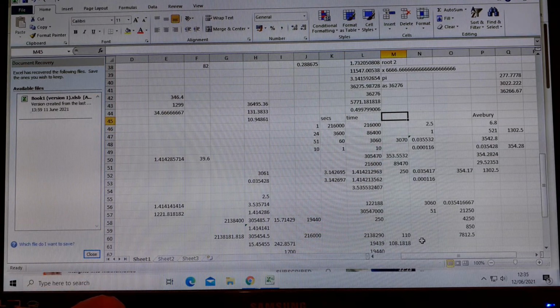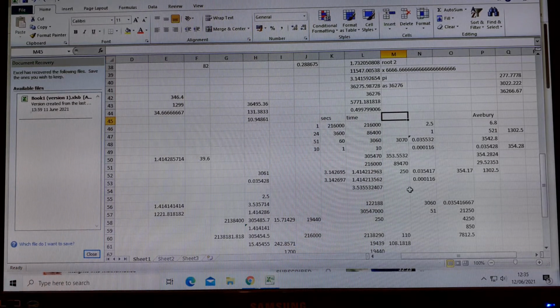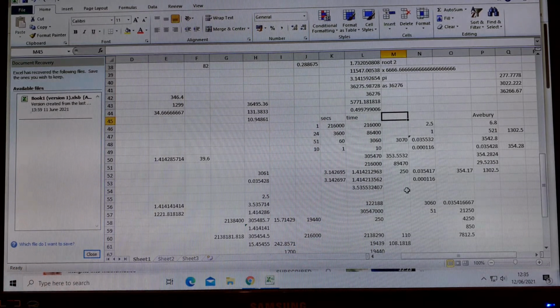Are we dealing with time? Are we dealing with astronomical observation? Are we dealing with root 2? Are we dealing with a day in time? Are we dealing with something more than a day in time? All these ideas are encapsulated in this one little part of the spreadsheet here.